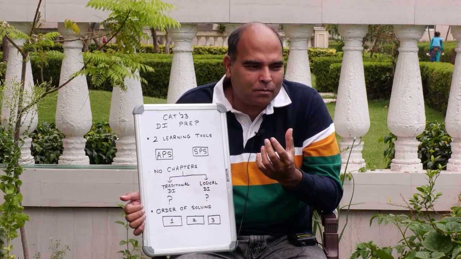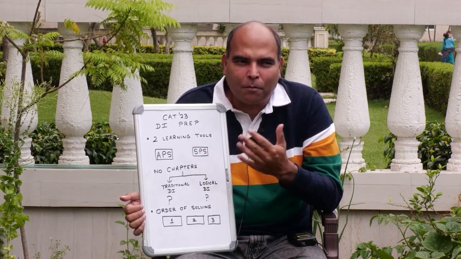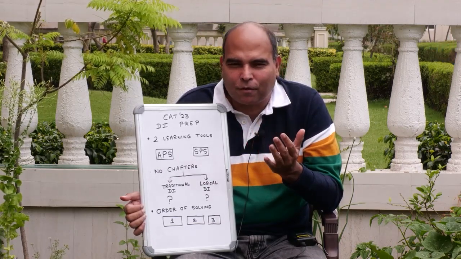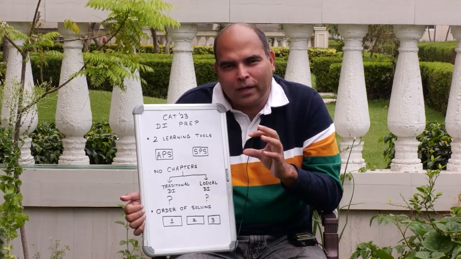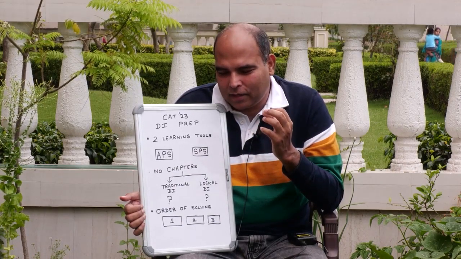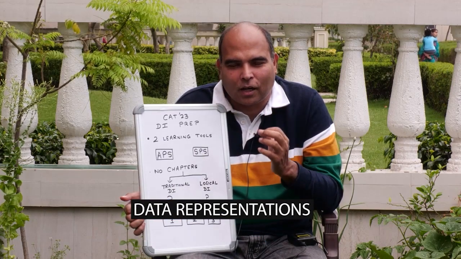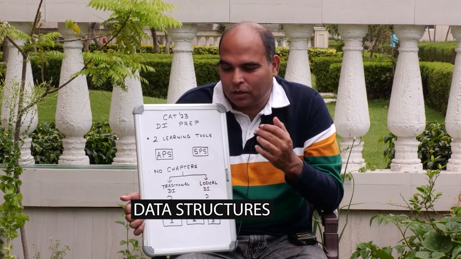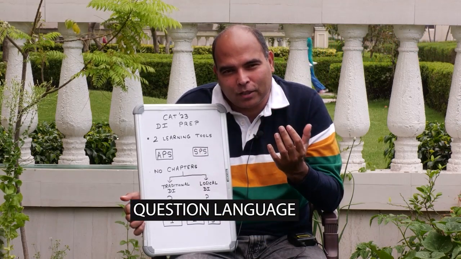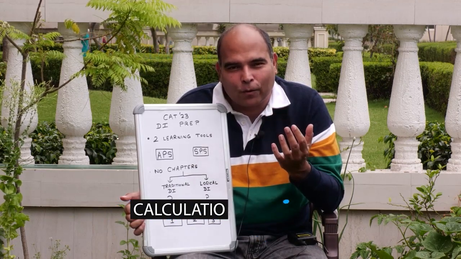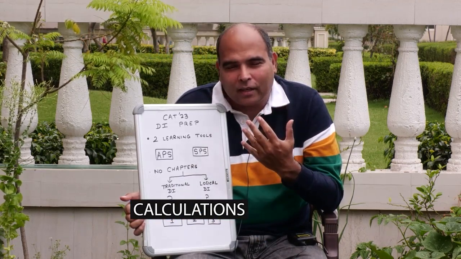The reason this happens is that as you start solving problems in data interpretation, initially each problem will seem different from the other, but after you go through 20, 30, 40, 50 sets, you start seeing repetitions. You start seeing repetition of data representations, of data structures, of question language, the way the question language is structured, of calculations, and of data analysis logic, etc.